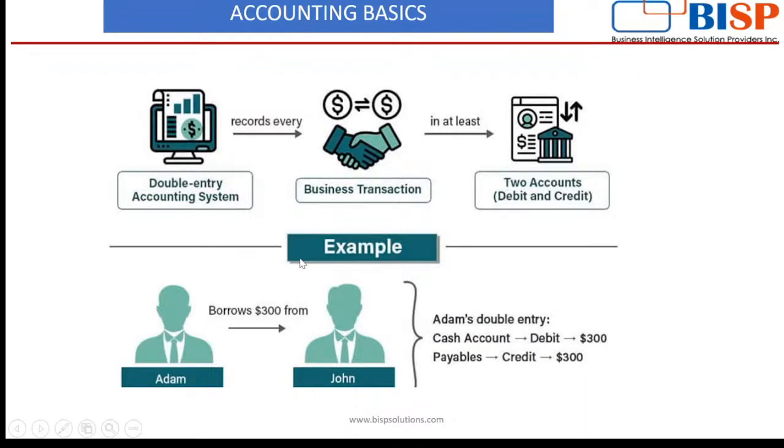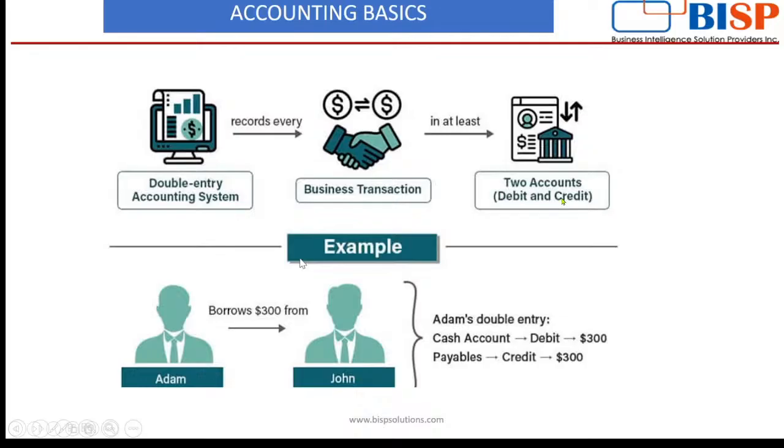For people who are not from an accounting background, I will quickly discuss some accounting basics. In accounting, we have the double entry system. This is a core accounting rule which states that every financial transaction affects at least two accounts. One account is debited and the other account is credited. Why do we do this? We ensure that assets equal liability plus equity, so the balance always remains equal. That's why we have the double entry system. We have two accounts, one debited and one credited.